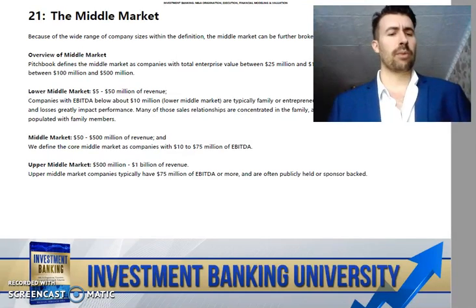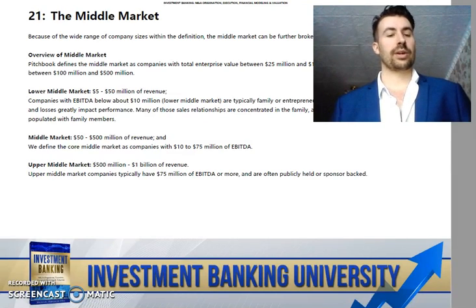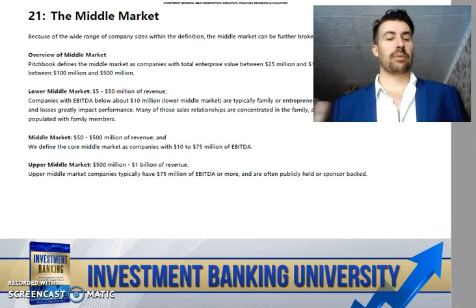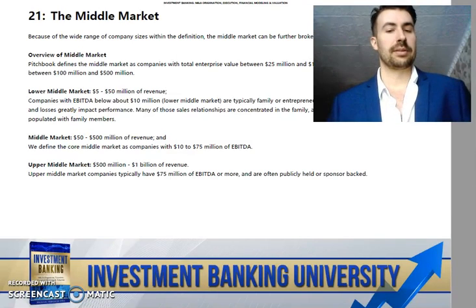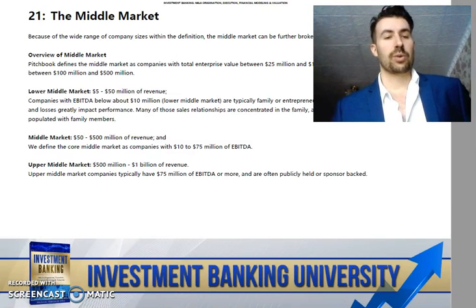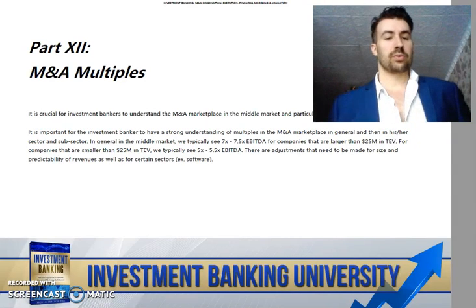In terms of the middle market, this is between 50 and 500 million in revenue, and we define the core middle market as companies with about 10 to 75 million in EBITDA. In terms of the upper middle market, we're talking about 500 million to about a billion in revenue, and the upper middle market typically has about 75 million and above in EBITDA, and these are often publicly held or sponsor backed. Now we're going to get into M&A multiples with a focus primarily on the middle market.